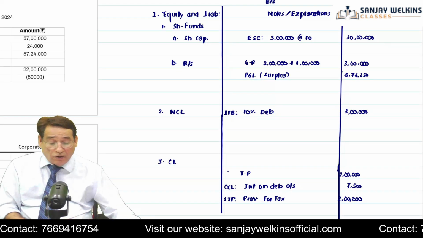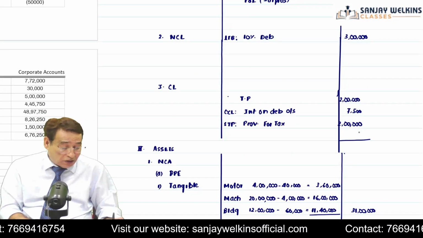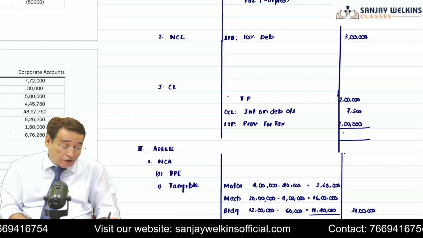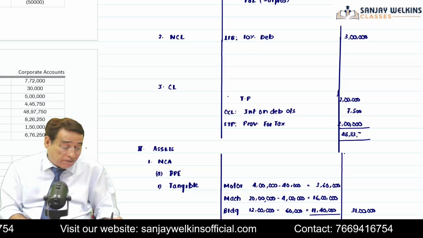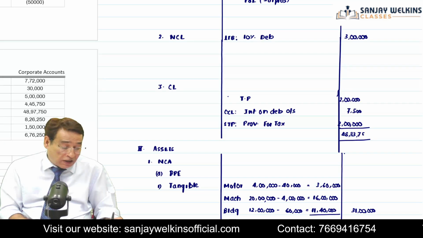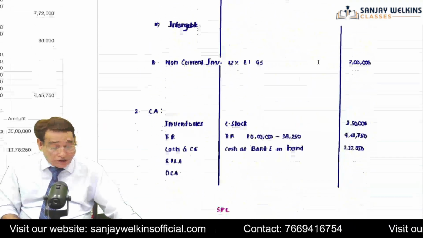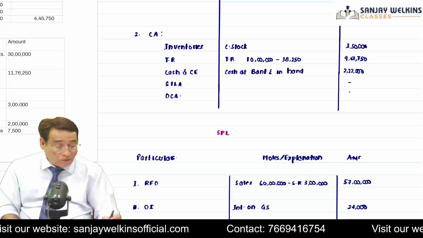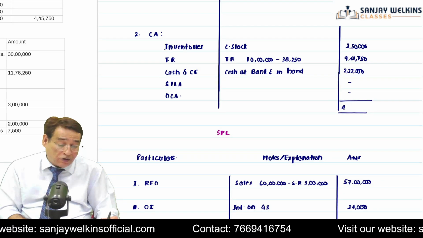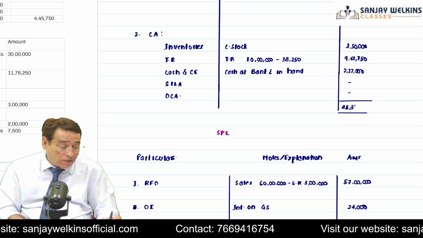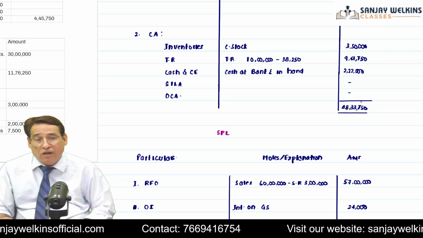So this is how you are supposed to do it, and ultimately let me also tell you, your balance sheet total must come to 48,33,750, and kindly make a check. 48,33,750 should be the total of your balance sheet. Is it clear to you or not?